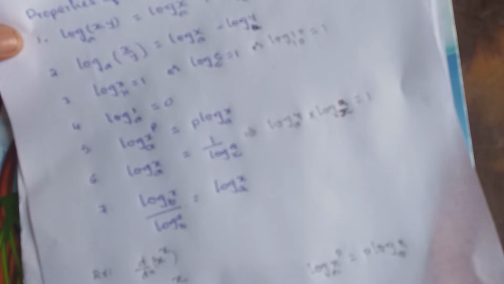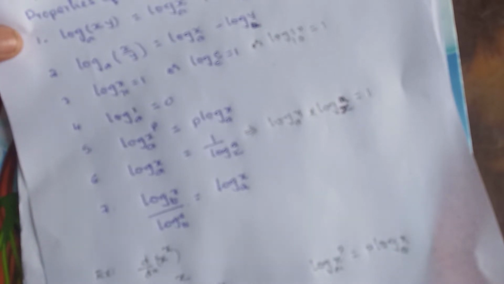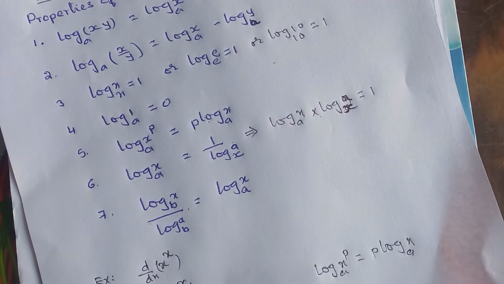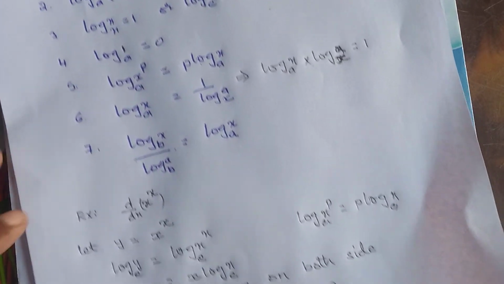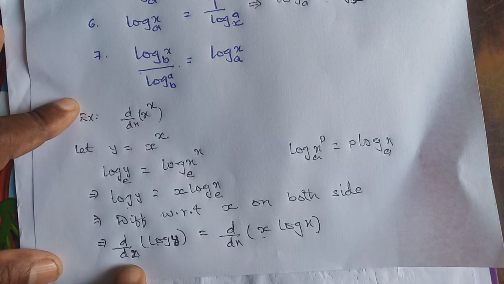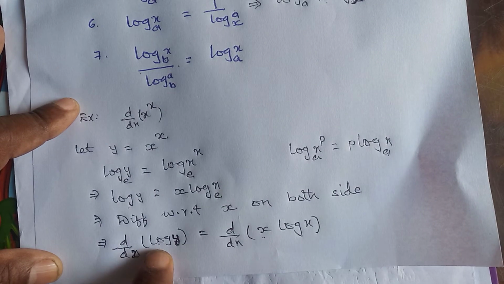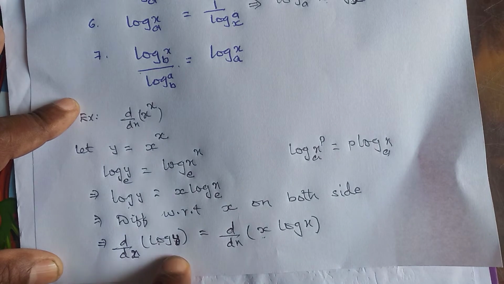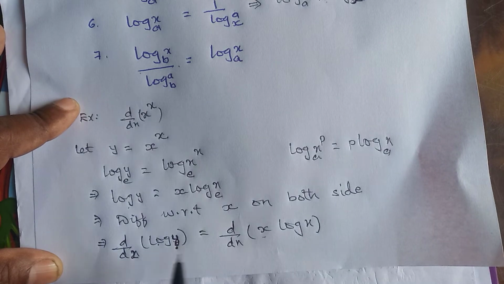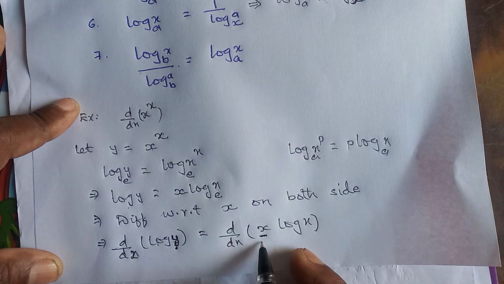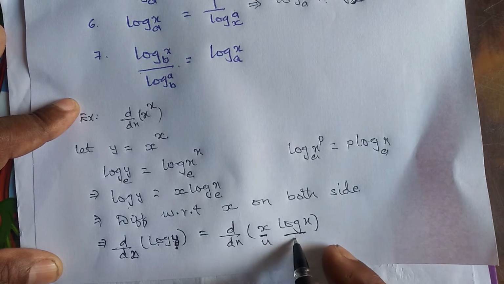See here, log y differentiated with respect to x means first of all we have to derive the log. The function gives 1 by y, and again this function y we have to derive, dy by dx. Similarly, on the right side, suppose this one is u, this one is v.